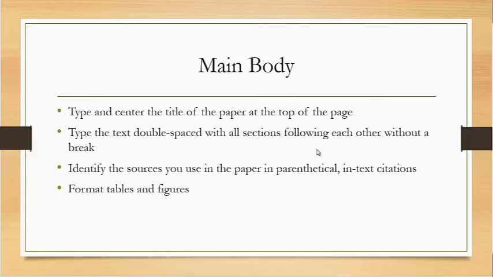The next section would be the main body. And this would include your first heading, which needs to be typed, and at the center of the title page and at the top of the page. Towards the end of this presentation, I will show you an example of what those headings look like. The type needs to be in double space with all sections following each other without a section break. That means you don't need to double space it twice between sections. Everything just needs to be double space. And identify the sources you use in the paper in parenthetical in-text citations, which we'll be going over next, and format all tables and figures.